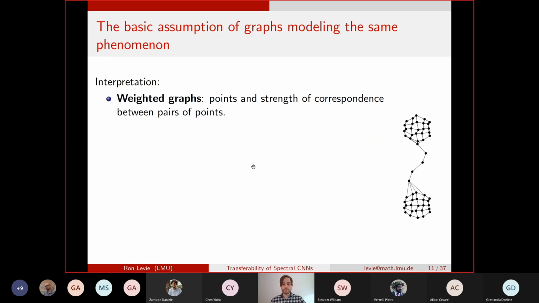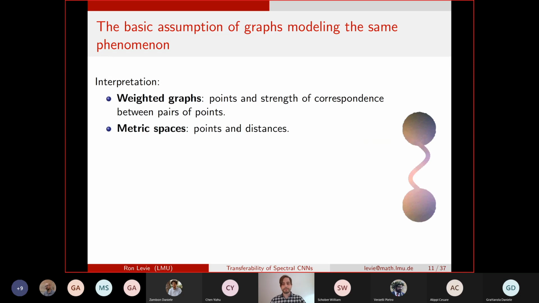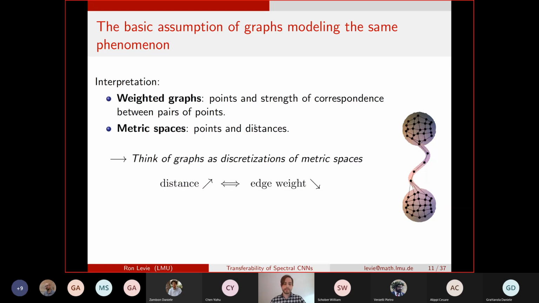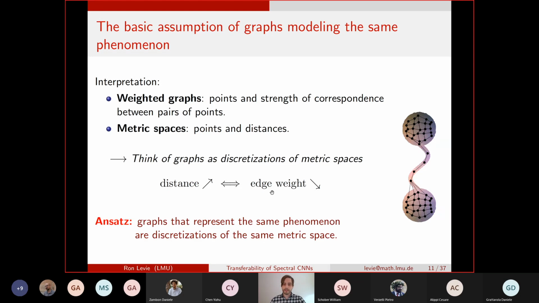Okay, so let's start with the sampling approach and let's try and gain some intuition. So weighted graphs can be seen as points and strength of correspondence between pairs of points. And this resembles a little bit the notion of metric spaces, which are points and distances between pairs of points. So it is natural to think of graphs as discretizations of metric spaces, where when the distance in the metric space increases, the edge weight decreases. And this leads us to the basic assumption in this approach to transferability. Graphs that represent the same phenomenon are discretizations of the same metric space.